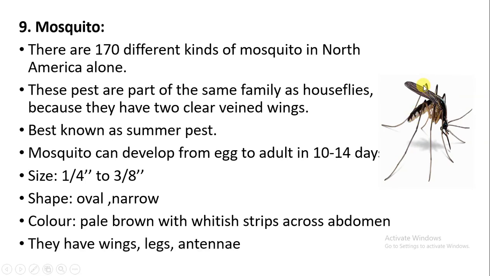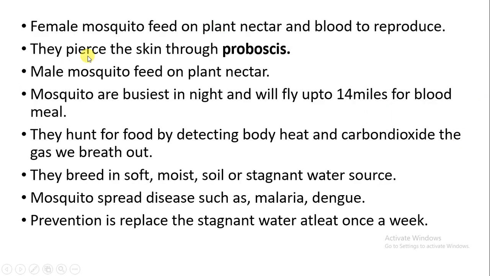They have wings, legs, and antennas. The female mosquitoes feed on plant nectar and also blood so that they can do reproduction. They pierce the skin through their proboscis. Male mosquitoes feed on plant nectar. Mosquitoes are busiest at night and will fly up to 14 miles for a blood meal. They hunt for food by detecting body heat and carbon dioxide, the gas we breathe out.